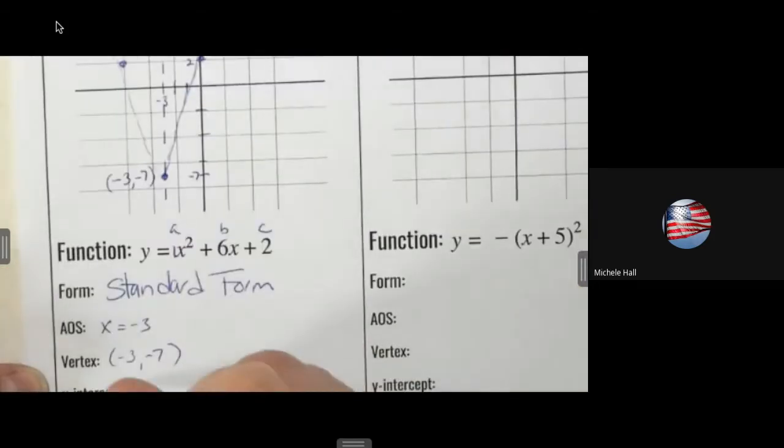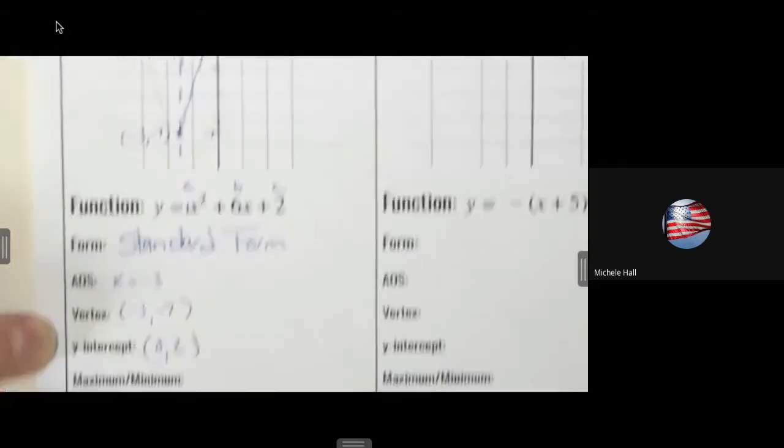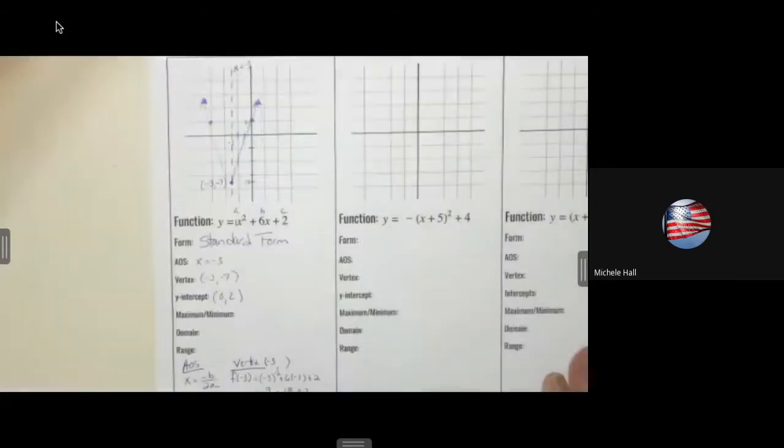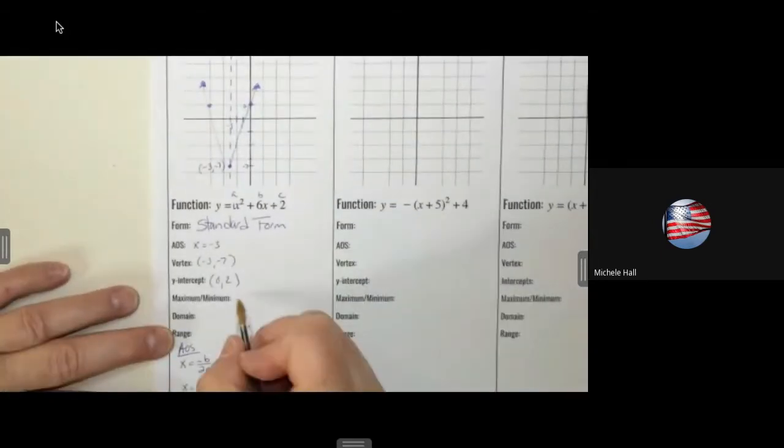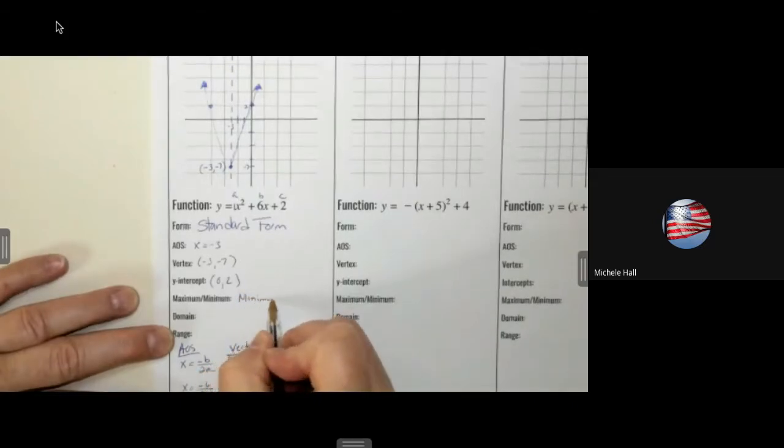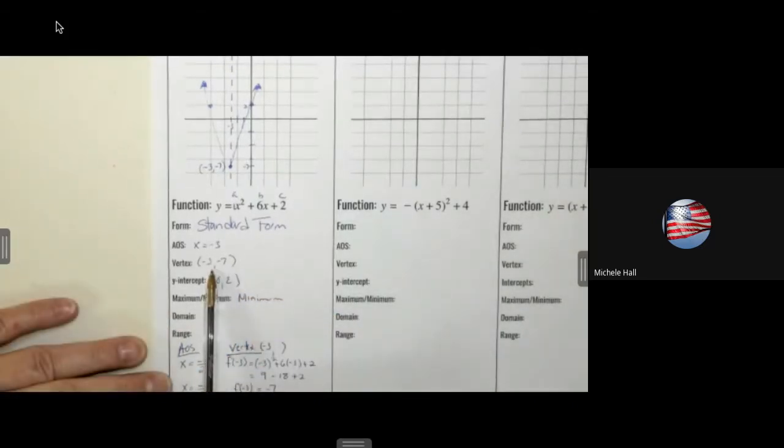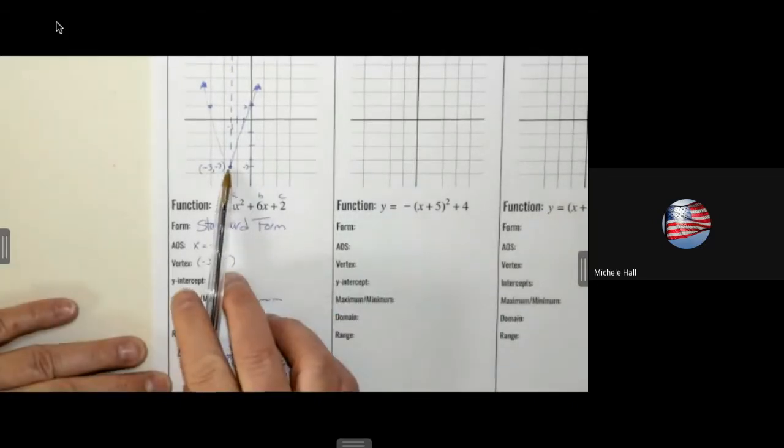Y-intercept was 0, 2. Is this a maximum or minimum? It's a minimum. What is the minimum? The vertex is the minimum, right? That'd be the lowest it goes.